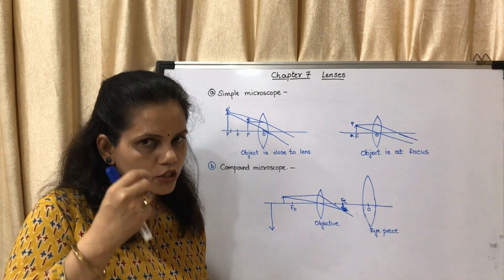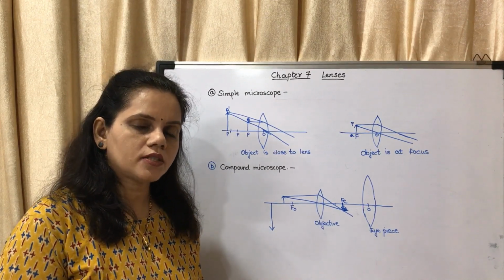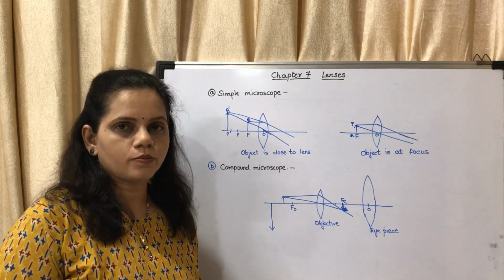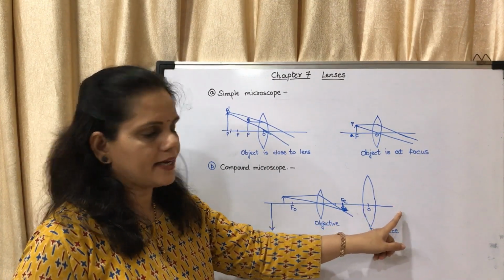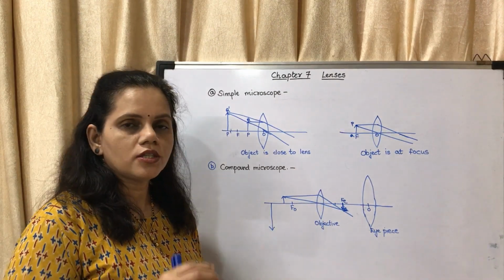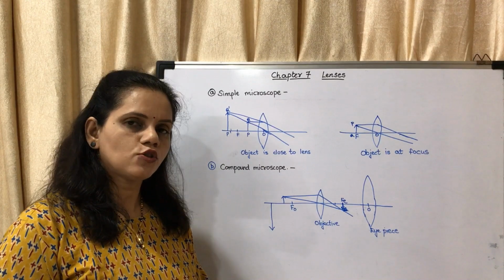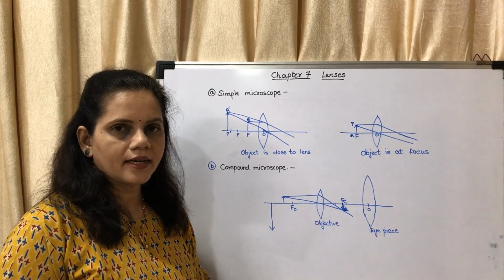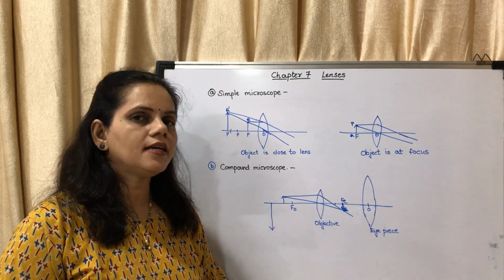The lens through which you see, that is the eyepiece, and the lens which is kept towards the object is the objective. So this is the eyepiece, we see from this side. This is an eyepiece which has a bigger focal length and an objective which has a smaller focal length. They are placed one behind the other on the same principal axis. Their principal axis is the same.